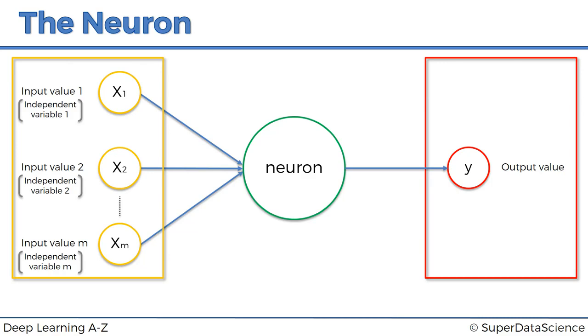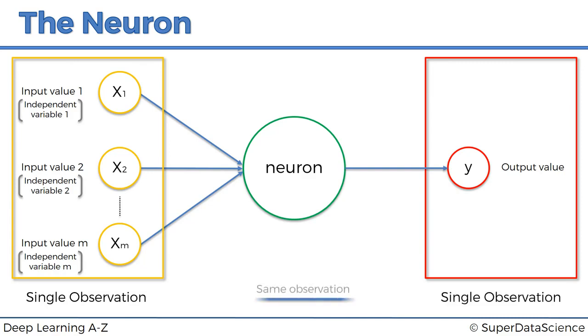I just wanted to reiterate this point. On the left, you've got a single observation, so one row from your data set, and on the right you have a single observation as well. And that is the same observation. So it's important to remember that whatever inputs you're putting in, that's for one row, and the output you get is for that same exact row.